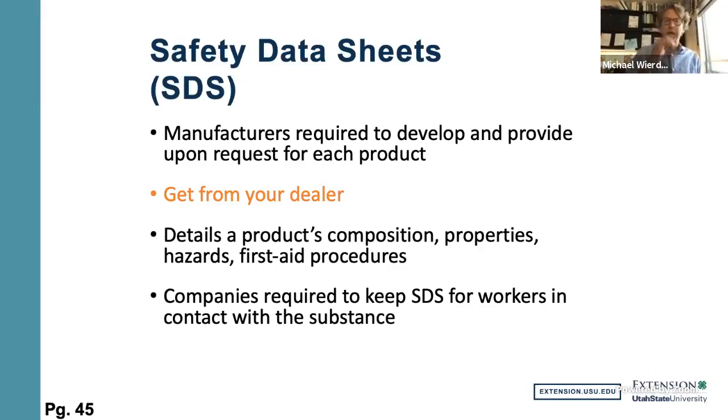Safety data sheets stand alone from the label, but the safety data sheets, or SDS, formerly referred to as material safety data sheets, are provided by the manufacturer for all pesticide products, and they provide detailed safety information. You can get them from your dealer or from an online database. The product safety data sheet details the composition, properties, hazards, and first aid procedures for the pesticide. They are written for people who manufacture pesticides, but can also provide useful safety information, first aid, and other information.